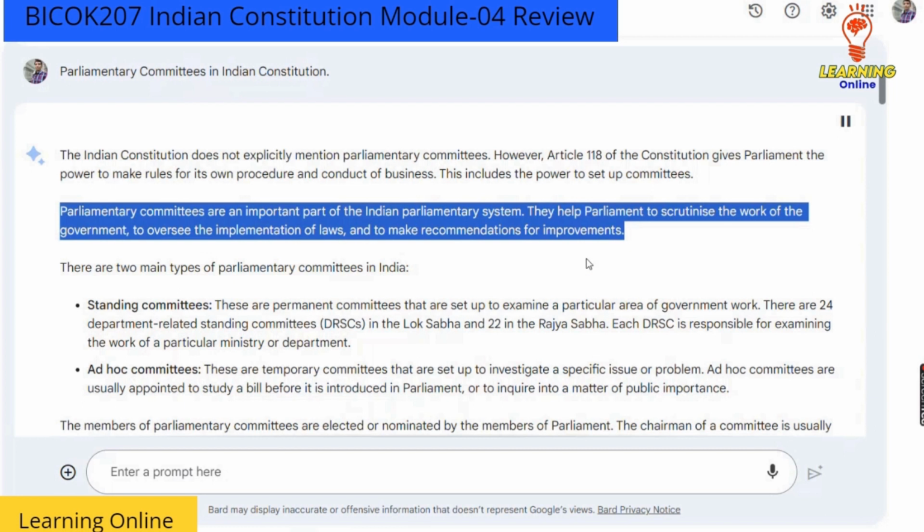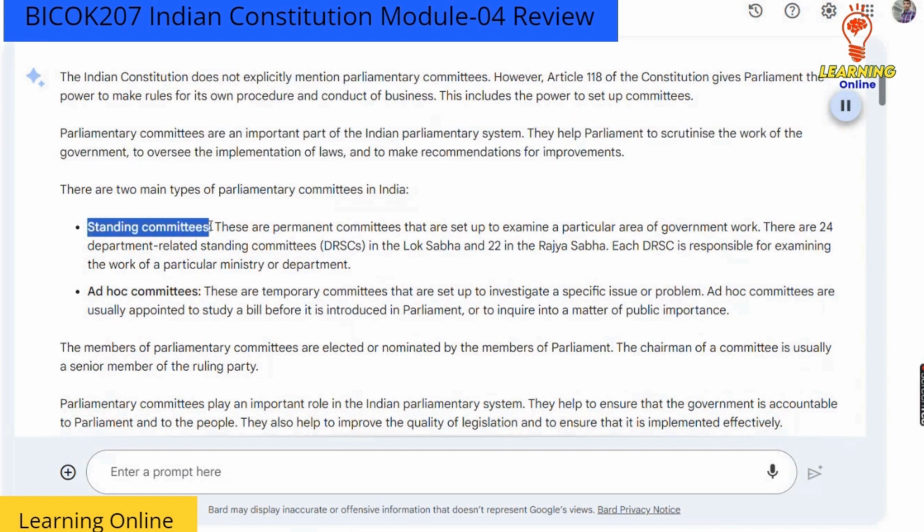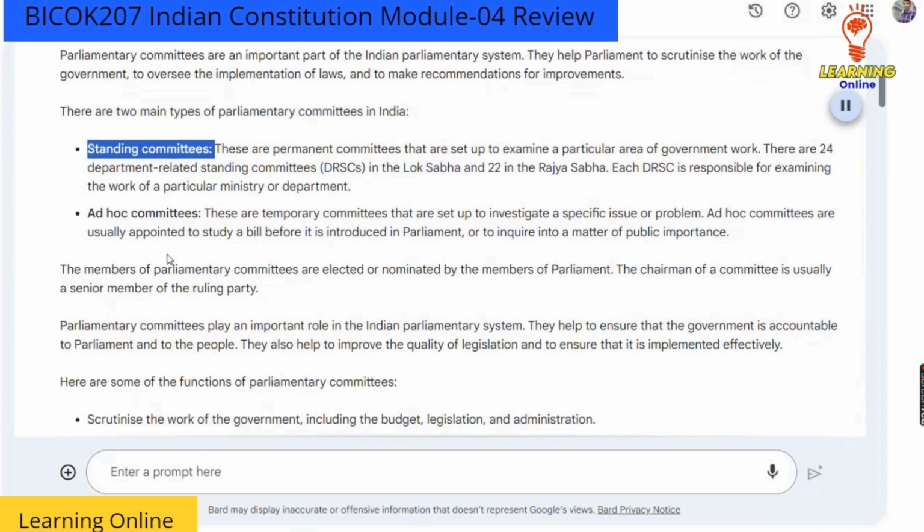for improvements. There are two main types of parliamentary committees in India. Standing committees. These are permanent committees that are set up to examine a particular area of government work. There are 24 department-related standing committees, DRSCs, in the Lok Sabha and 22 in the Rajya Sabha. Each DRSC is responsible for examining the work of a particular ministry or department.